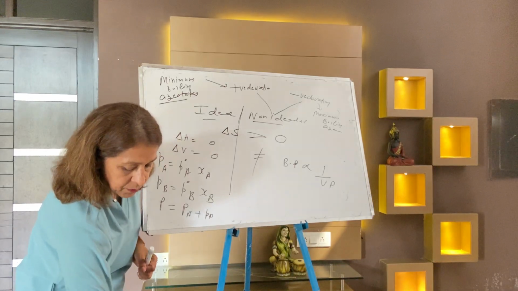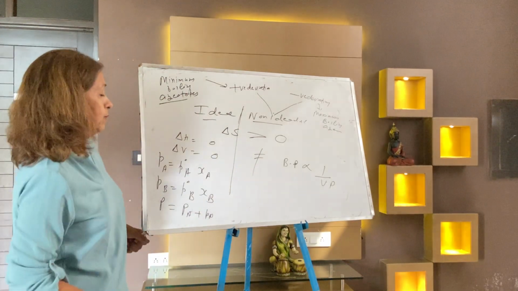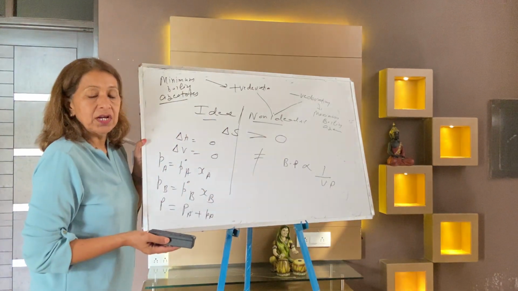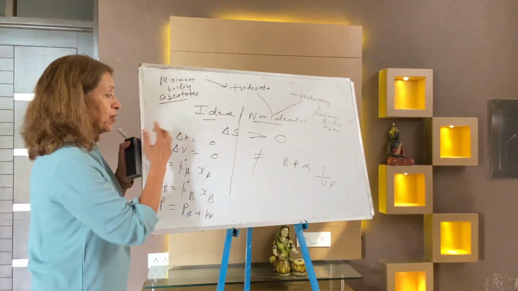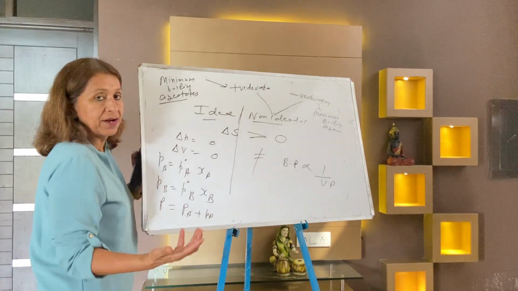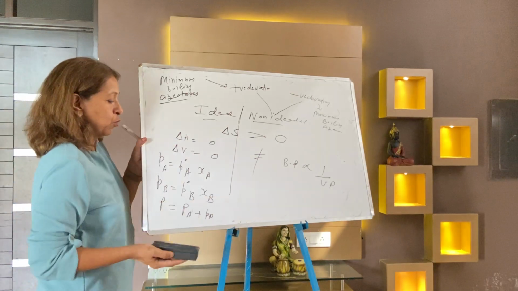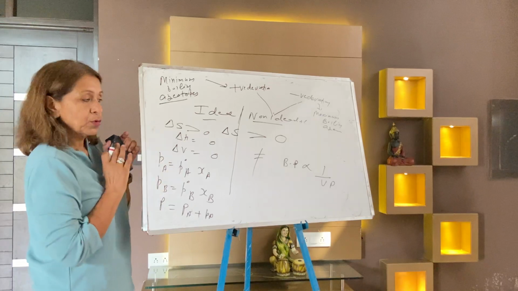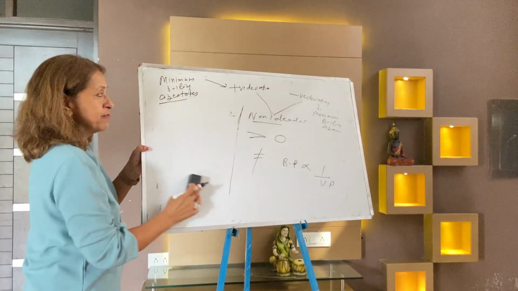Again I am repeating ideal and non-ideal solutions. In ideal solutions, chlorobenzene and bromobenzene are nearly ideal, benzene and toluene are nearly ideal. You may learn 2-3 examples of ideal solutions from the NCERT book. Please learn those examples: chlorobenzene and bromobenzene, benzene and toluene. Delta S is greater than 0. That is the ideal solution.